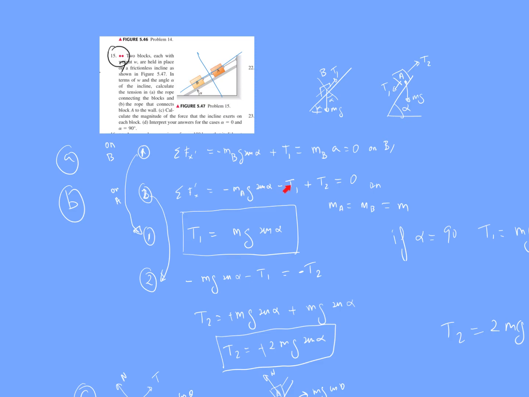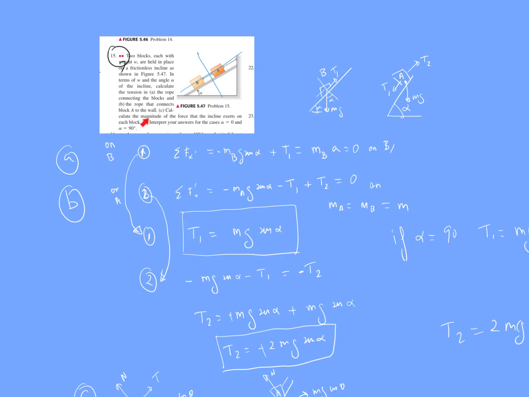So I can simplify this equation into T2 equals mg sine of alpha plus mg sine of alpha, because mA and mB are the same mass. The problem says mA equals mB equals m. So T2 is 2 mg sine of alpha. So I have solved question V. Question V says the rod that connects the block, the tension T2, is 2 mg sine of alpha.